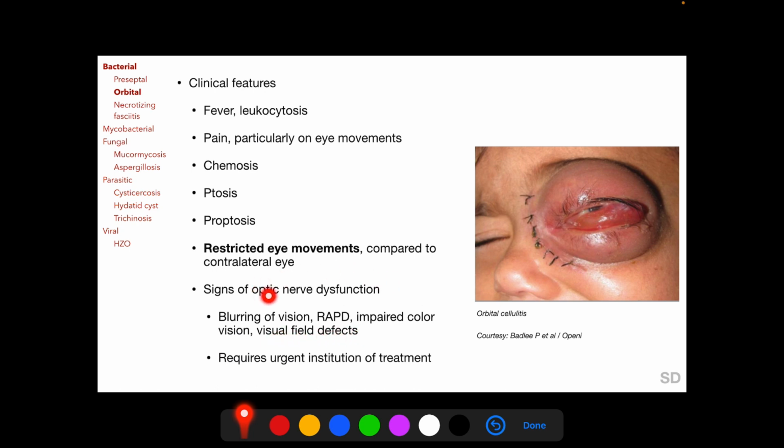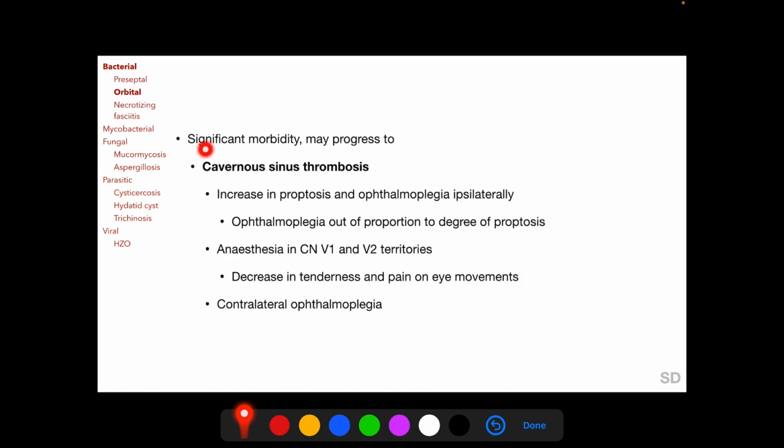And signs of optic nerve dysfunction demand urgent institution of treatment. So these are all signs of orbital cellulitis not found in preseptal cellulitis, making them very important in differentiating the two entities, as we had discussed. Orbital cellulitis has significant morbidity and thus requires urgent institution of treatment.